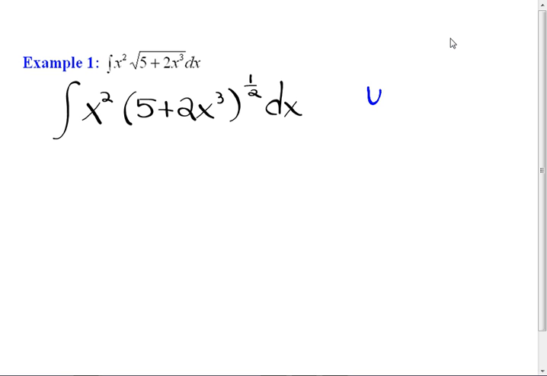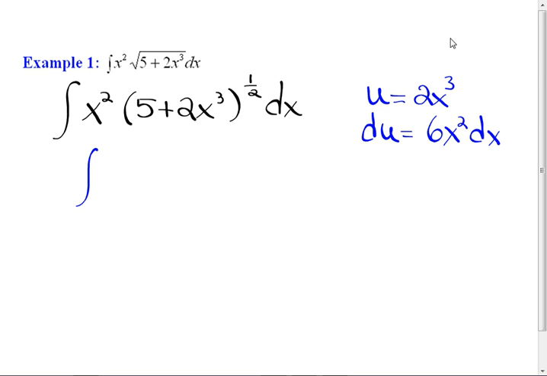What do you want u to be? I'm looking for the function whose derivative is there. Just 2x cubed? You can. Okay. That will look different than my other class, but you'll get the same answer. So what's du? 6x squared dx. Now we're going to substitute everything.